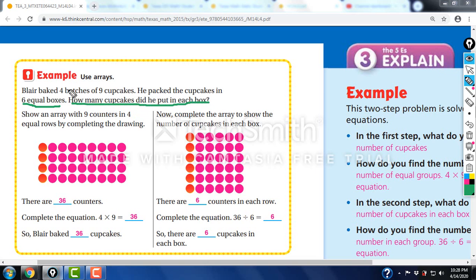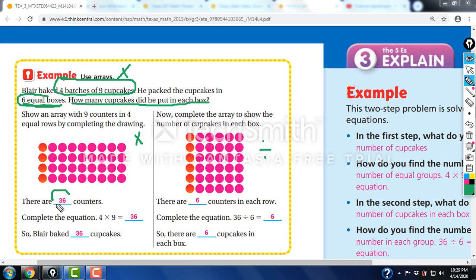Well, first we need to figure out how many cupcakes there are in all. There's 4 batches and there are 9 cupcakes. That's the multiplication part. Now he packed them in 6 equal boxes. That's the division part. This is the multiplication. We have to do this first. You have to get the total number of cupcakes first before we can do the division problem. So if you make an array with 9 counters in 4 rows, here are your 9 counters, and here are the 4 rows.